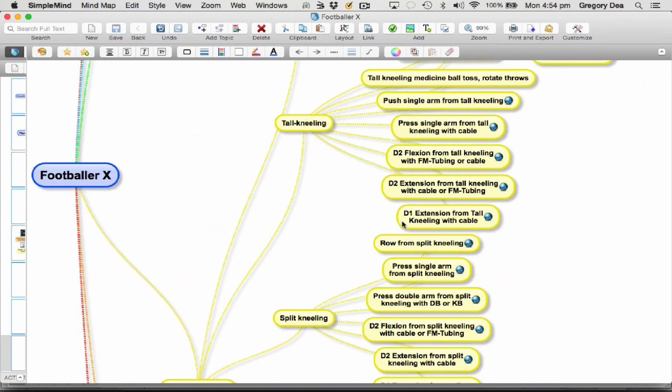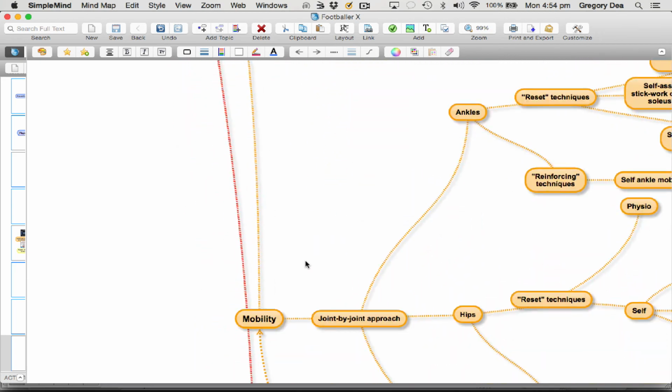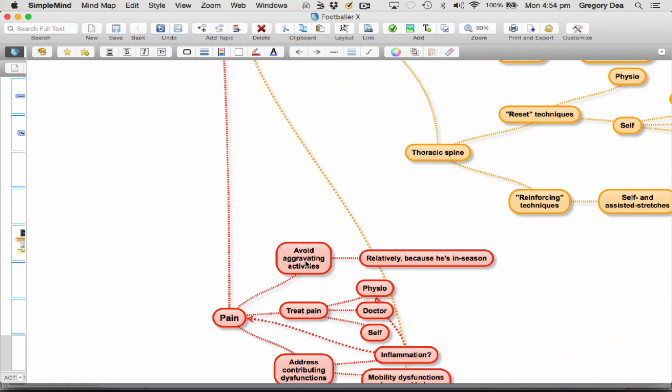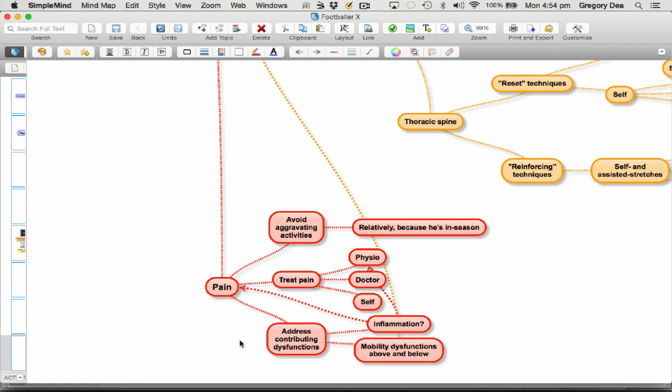The coach that I'm working with also now understands that before you can introduce mobility work, you're going to have to knock out pain, because pain is going to upset that mobility. So that's got to be treated by the physio, by the doctor, or by the person himself. They also need to avoid the aggravating activities and address the contributing dysfunctions that lead to pain. All of these things are within the realm of the athlete and the coach, except for the doctor and physio particular work.